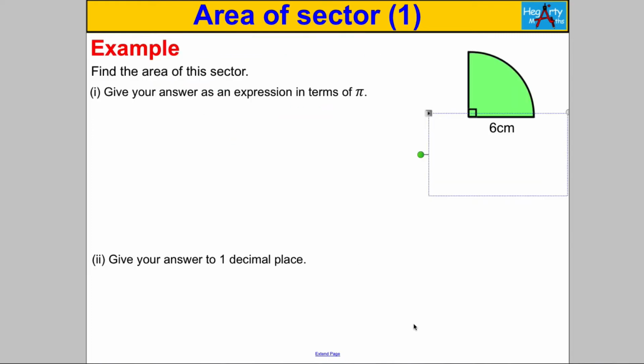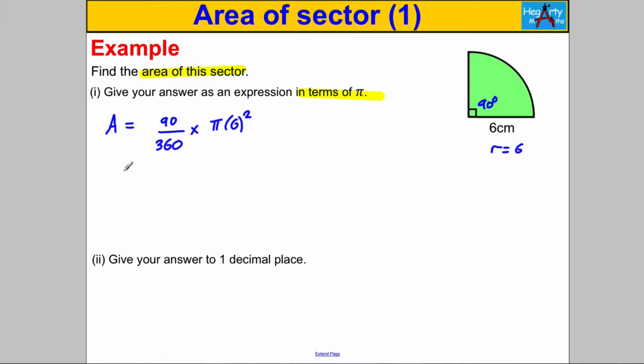Here's the first question. Pause the video and have a go. We're asked to find the area of this sector. Give your answer as an expression in terms of pi. Well, this here means we've got 90 degrees. So the area of this, we've got 90 degrees out of a total of 360 degrees of a full circle, and we're going to multiply it by the formula for the area of an entire circle, which is pi r squared. In this case r is clearly 6, so pi multiplied by 6 squared as follows.